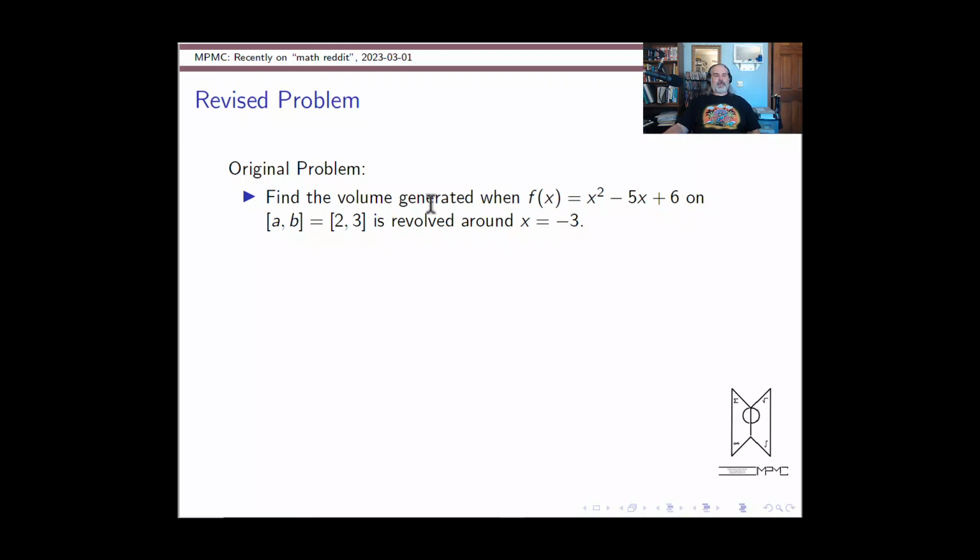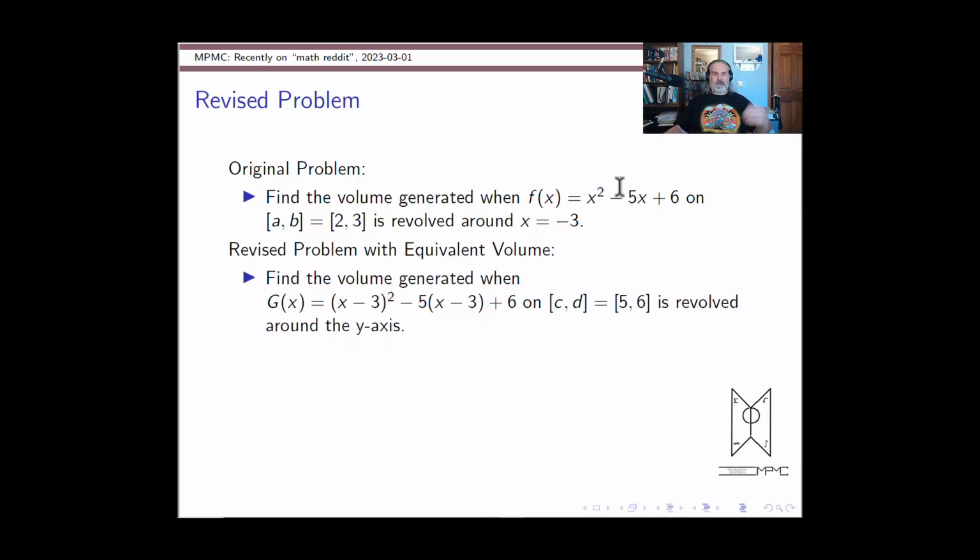So the original problem again: find the volume generated when our function x squared minus 5x plus 6 on the interval from x equals 2 to x equals 3 was revolved around x equals negative 3. And we said, ooh, that's gross. We don't want to revolve around that line. We would prefer to revolve around the y-axis so that we just have a straightforward use of that volume formula. And so we just take it all, pick it up, move it over by 3 units, set it back down. The axis is now the y-axis. The endpoints of 2 and 3 have become 5 and 6, and this function becomes its translated version.